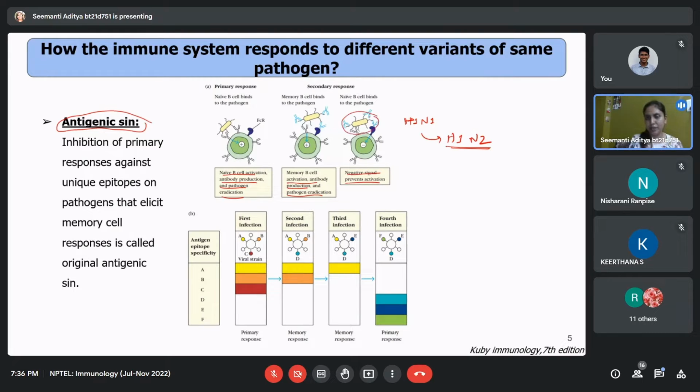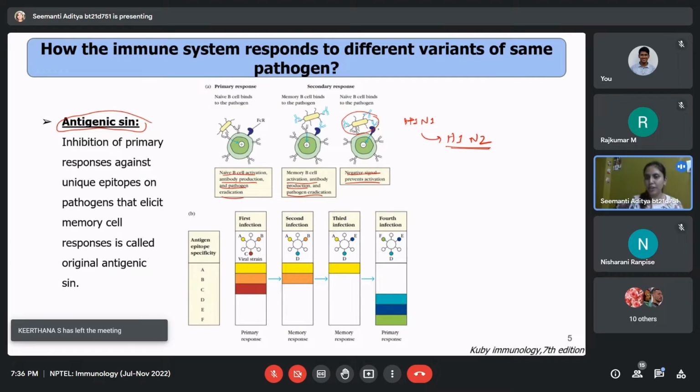They are not sure whether an antibody is already produced against it, or whether they need to produce a new antibody. So they get a little confused that this is a pathogen which is changing its face and coming. Whether or not to produce a new antibody against it, or our body already has an antibody and we do not want to waste any resources. This property is known as antigenic sin, which the B cells commit, where the primary response against unique epitopes of pathogens is inhibited. The inhibition of primary response against unique epitopes on pathogens that elicit a memory cell response is called original antigenic sin.